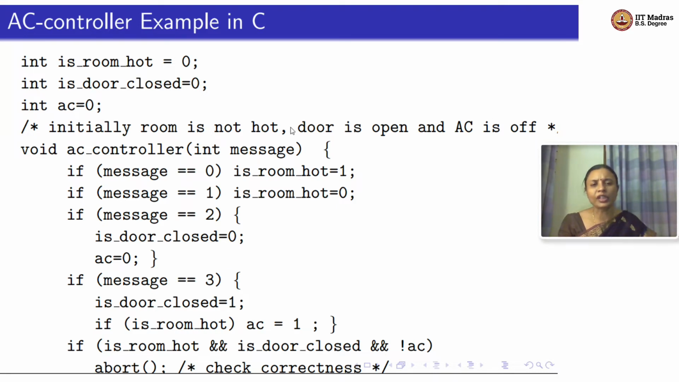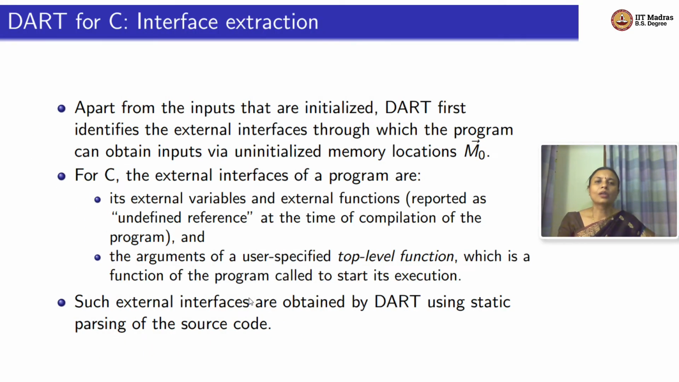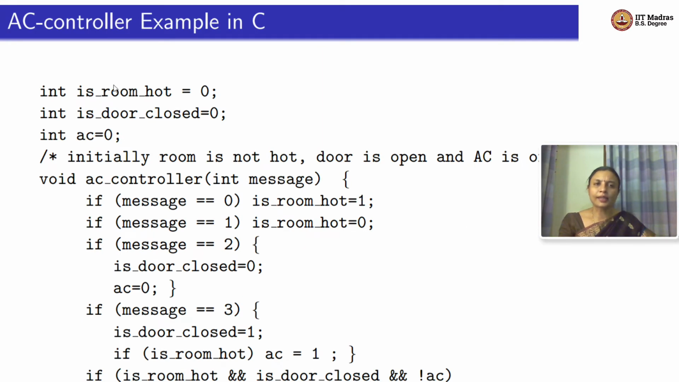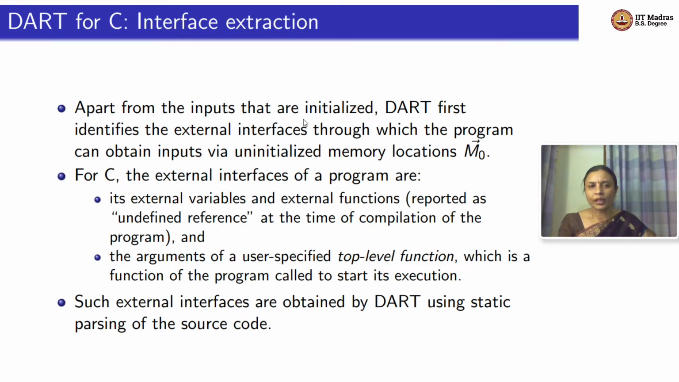It has several different if statements, not too many complex control paths. The part that I'd like to focus on is how to generate random values. There are several algorithms that are available, but we'll just see one way of doing it. So there are inputs that are initialized, that is these three variables: room being hot, door being closed, and AC being 0. So these are the inputs that are initialized.